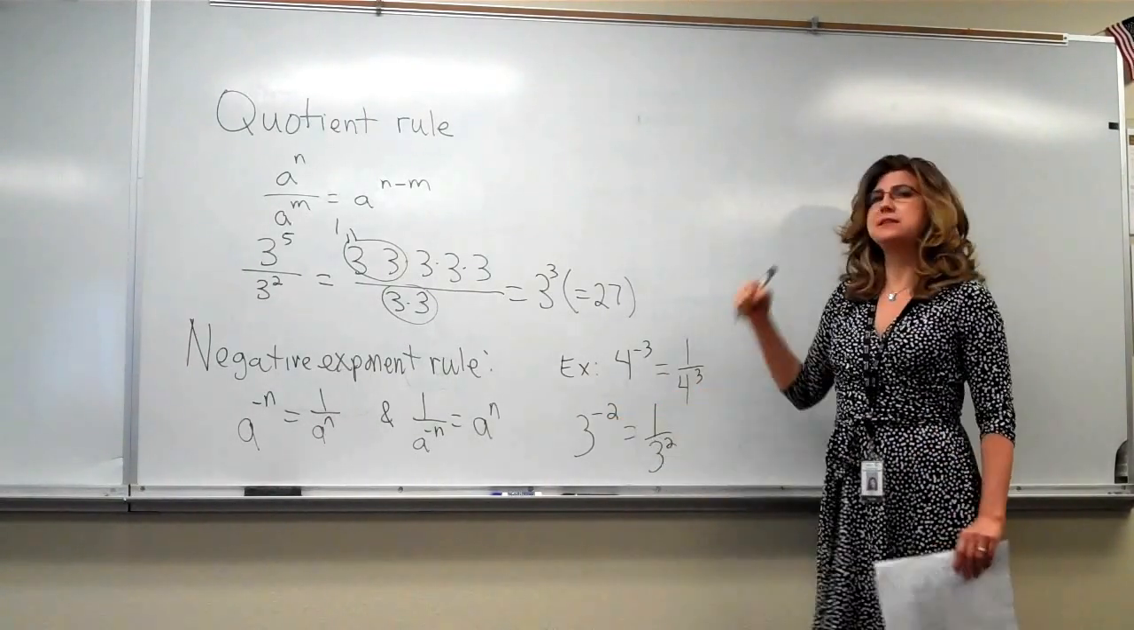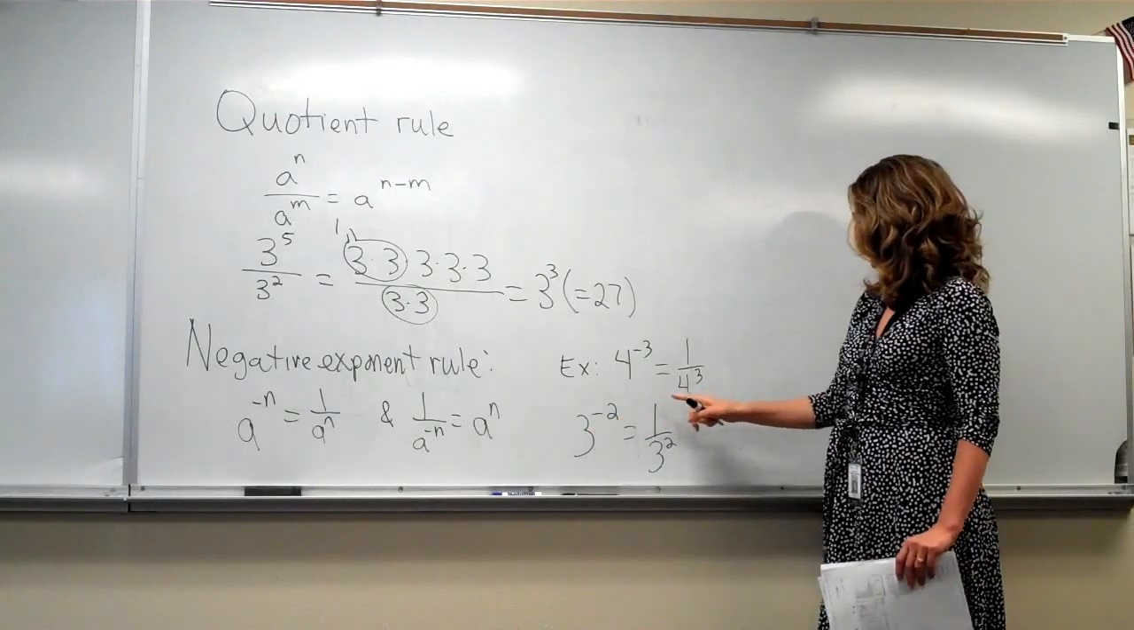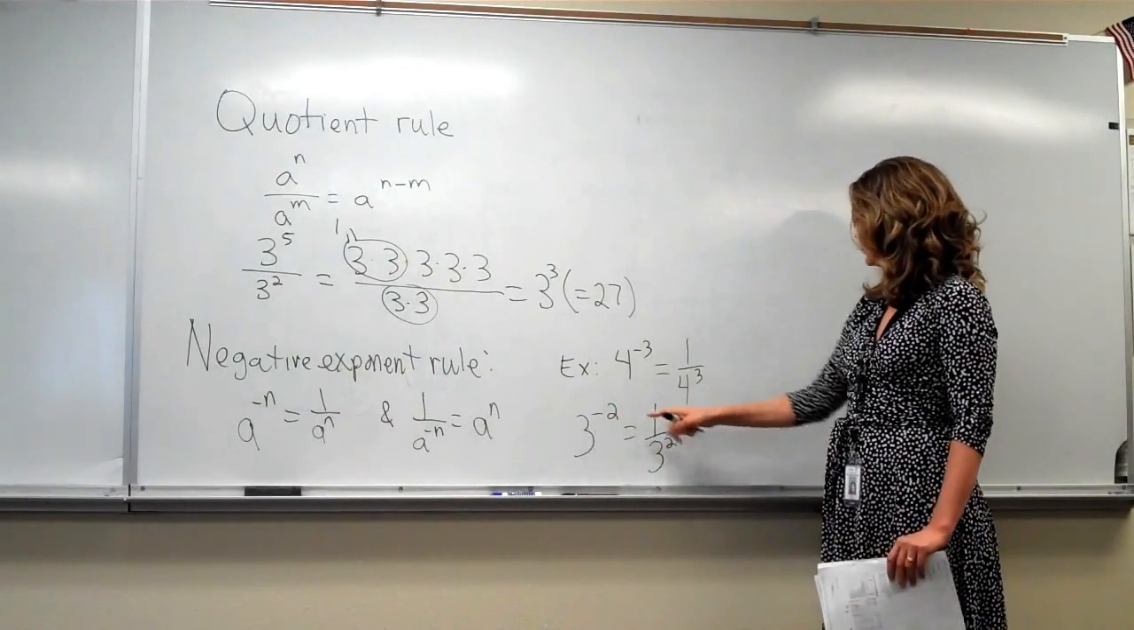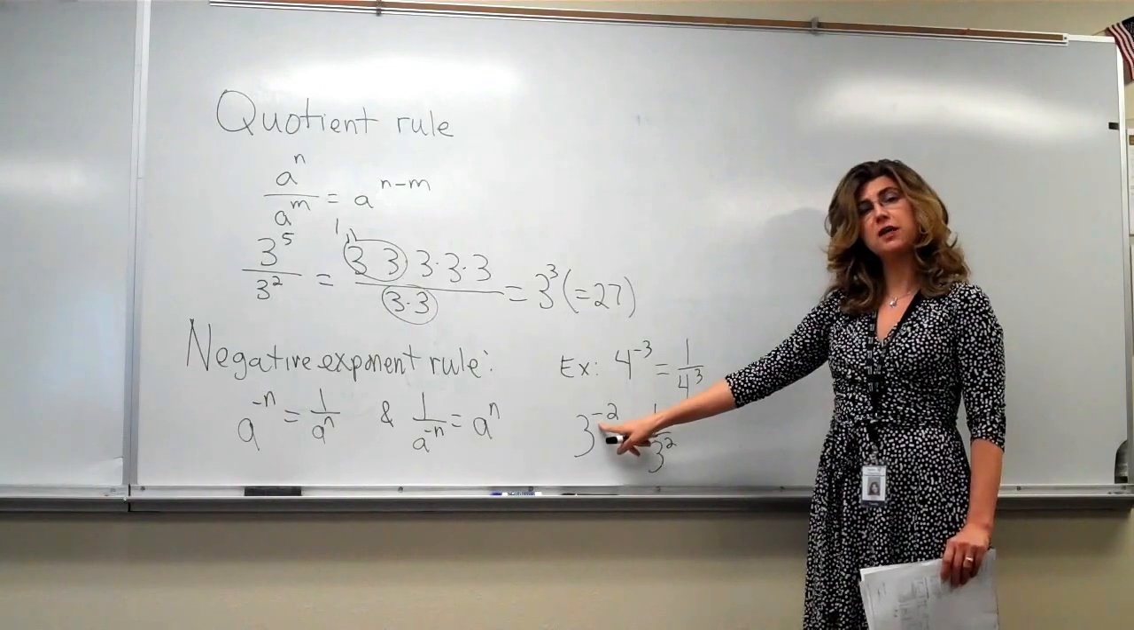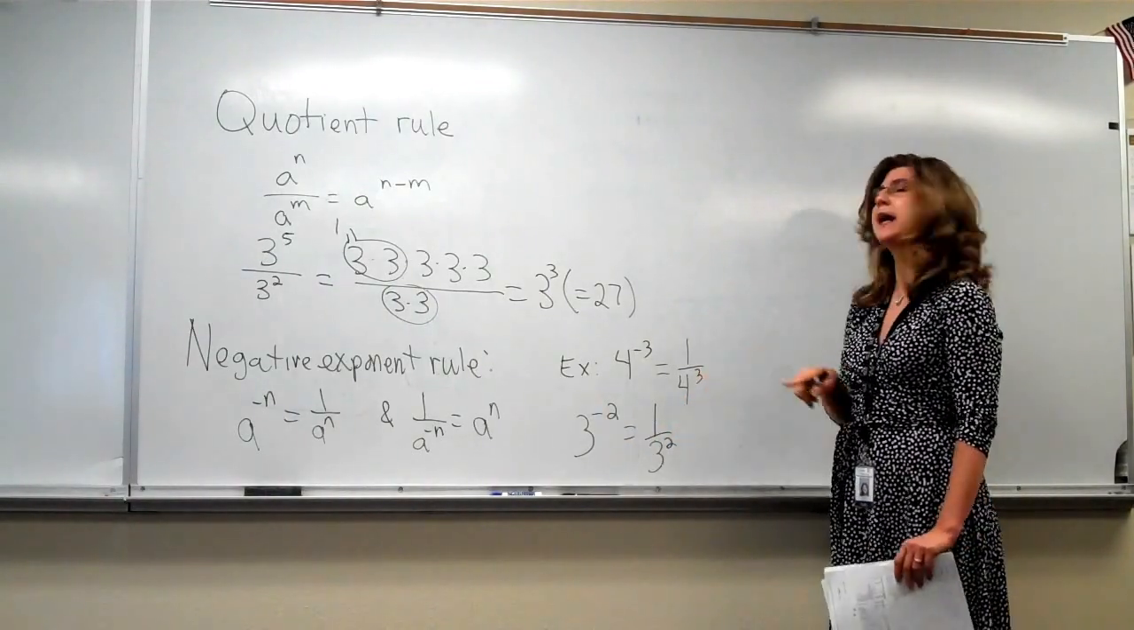All right, another example, 3 to the minus 2 is 1 over 3 squared. The negative exponent says take the reciprocal. So I do 1 over, I copy down the 3 and the 2, but since I've taken the reciprocal, I've used up the negative, so I do not copy the negative.